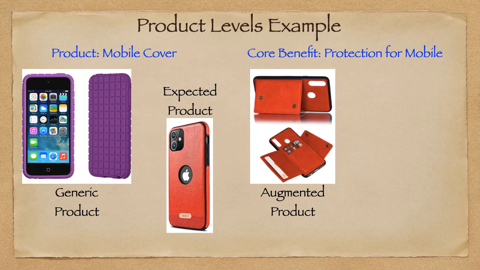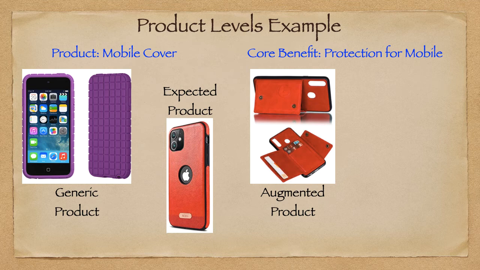Also, some of the users are using credit cards, debit cards. So if we create a couple of slots in the mobile cover, they can safely put the cards in, and whenever they want to use them, they can easily take them out instead of pulling from their wallet. So the augmented product has these two features, acting as a stand as well as holding a couple of cards.